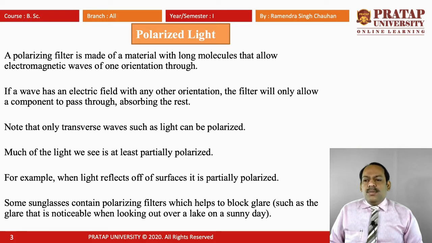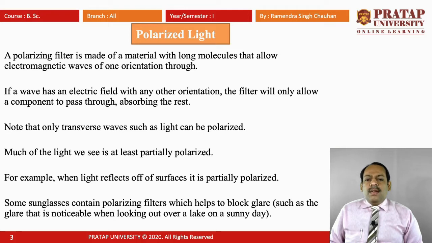Only transverse waves such as light can be polarized, because polarization is based on preferential direction. In a longitudinal wave there is only one preferential direction, but in a transverse wave there are infinite preferential directions, and that's why only transverse waves can be polarized. Much of the light we see is at least partially polarized.